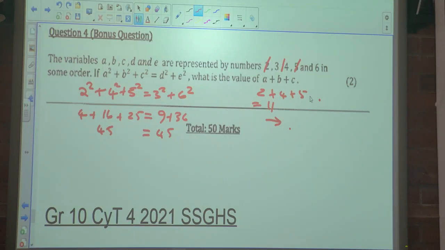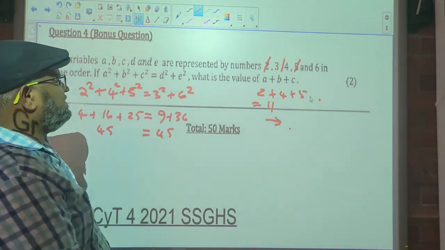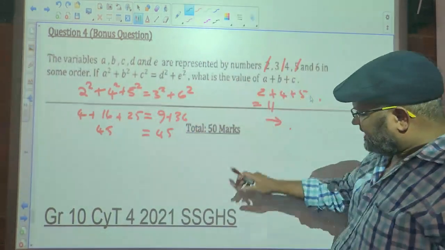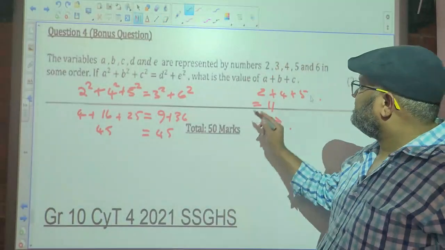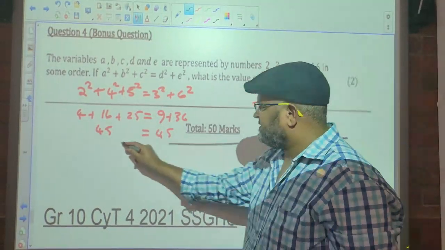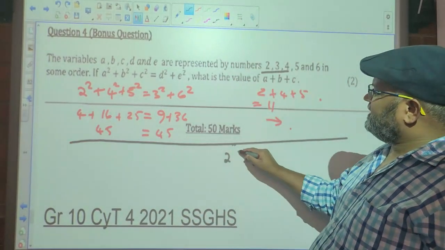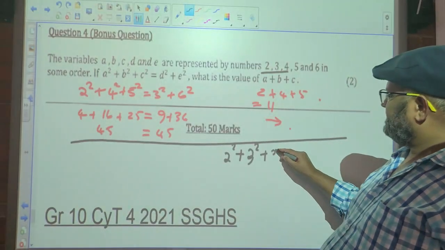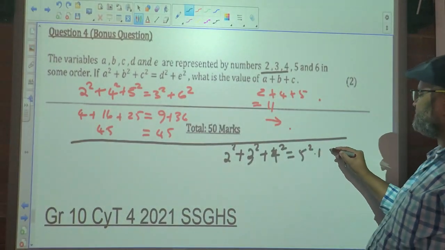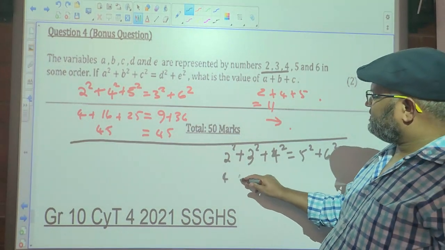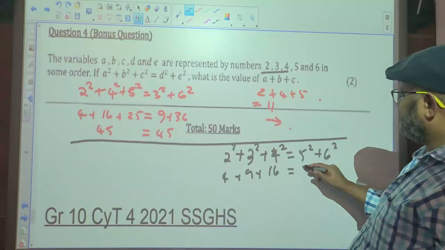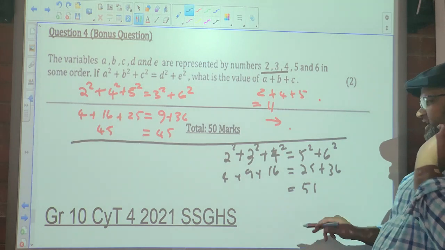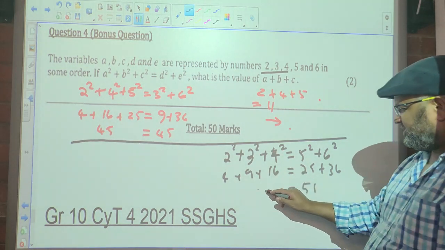But how are you supposed to have done this? What you do is, you choose values for A, B, C. Let's say it's 2, 3, 4. If you chose A, B, C to be those values, it's going to be 2 squared plus 3 squared plus 4 squared, which should equal 5 squared plus 6 squared. So that's 4, 9, 16, that's 29, and 25 plus 36 is 61. And of course that is not close.